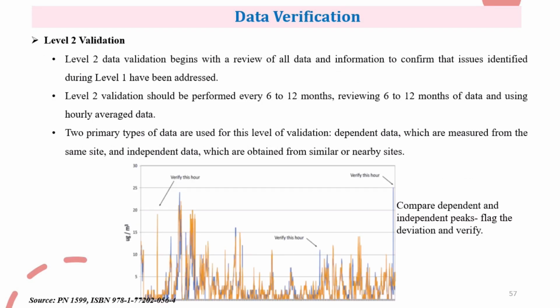Level 2 validation is where we take another careful look at data to ensure any issues from level 1 are fixed. We do this every 6 to 12 months, reviewing data from the past few months. We compare data from the same site and nearby sites to make sure everything adds up. All of this is explained in the graph.